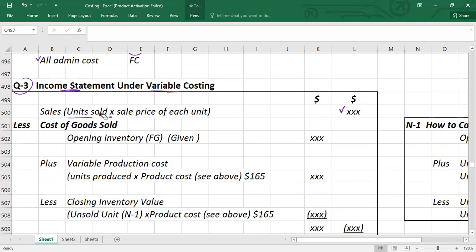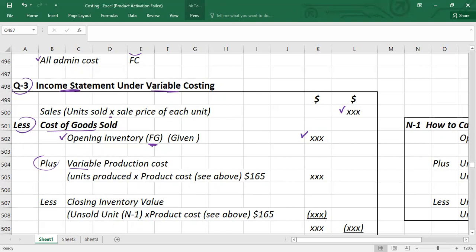Okay. Then from the sale, you have to subtract what? You have to subtract cost of goods sold. And how will you calculate cost of goods sold, guys? You need first the opening inventory of finished goods, and I'm assuming it is given. If it is not given, I will tell you how to do it. Don't you worry. So let's assume so far it is given. Then you have to add what? Variable production cost. Each word is really important. It's variable and production cost.